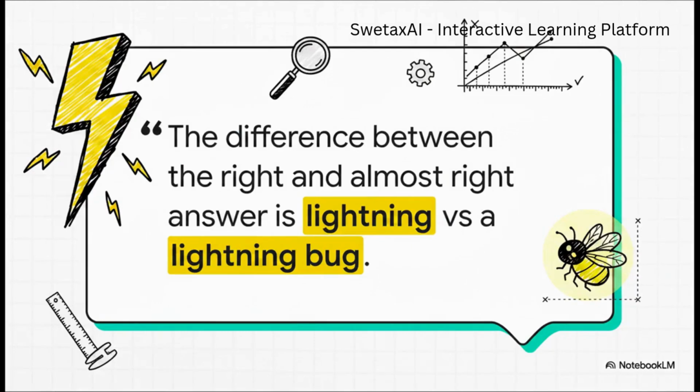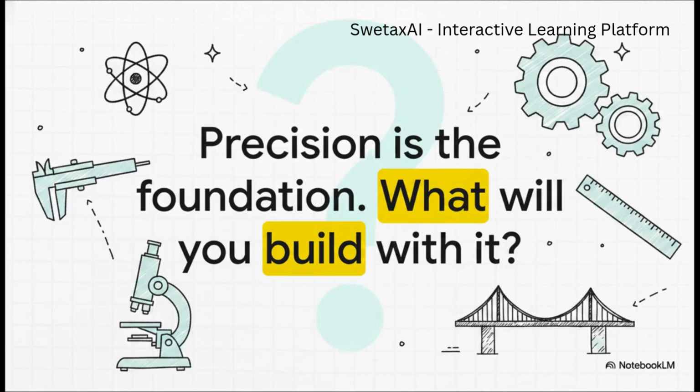You know, this quote really says it all. In the IIT JEE, almost right is just plain wrong. Mastering these tiny details about precision is what separates the people who get top ranks from everyone else. Because, look, mastering these concepts isn't just about passing some exam. It's about learning how to think like an engineer, how to think like a scientist. Precision is the foundation. So the real question is, what are you going to build with it?